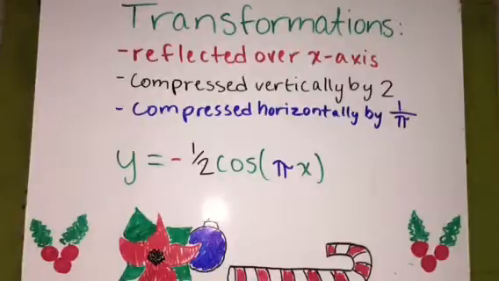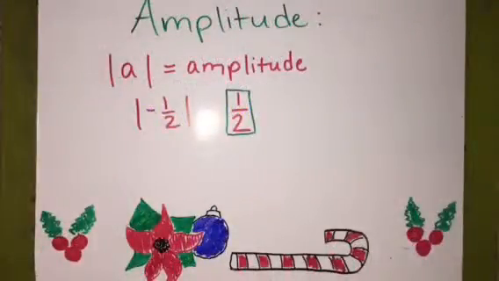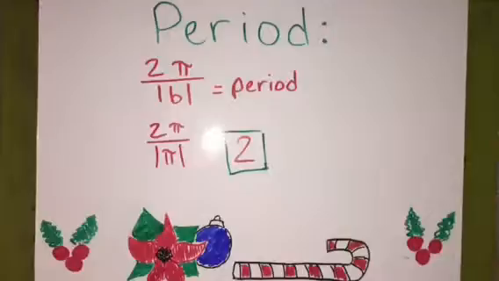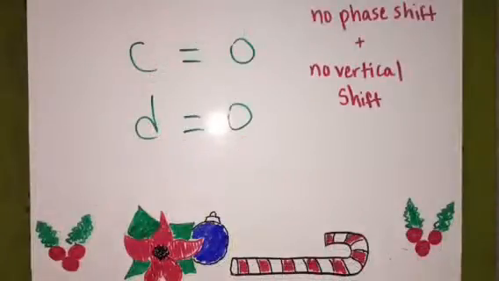The transformations from the parent graph to the given function are as follows: reflected over the x-axis, compressed vertically by a factor of 2, and compressed horizontally by a factor of 1 over pi. The amplitude of a trigonometric equation can be identified by simply taking the absolute value of a, which in this case is 1/2. The period is identified by the equation 2 pi over the absolute value of b. In this case, the absolute value of b is pi, so 2 pi over pi is 2. Because there is no c in the equation, there is no phase shift.